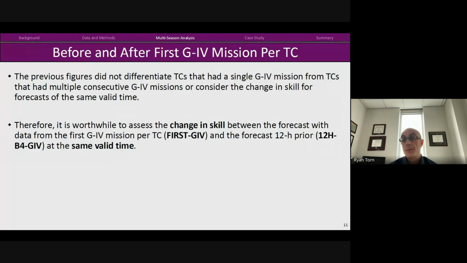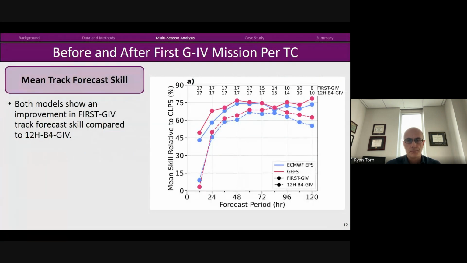That calculation doesn't really distinguish between TCs that had a lot of G4 missions versus ones that had maybe one or a few. So what we wanted to do was assess how much of an improvement came in that first cycle that G4 data was assimilated. The hypothesis would be that first cycle is just going to have more impact because you've not sampled the storm directly yet. If we go to the next slide, please.